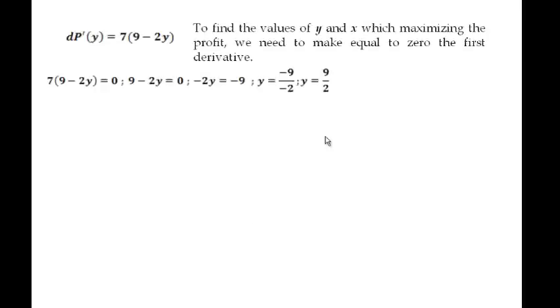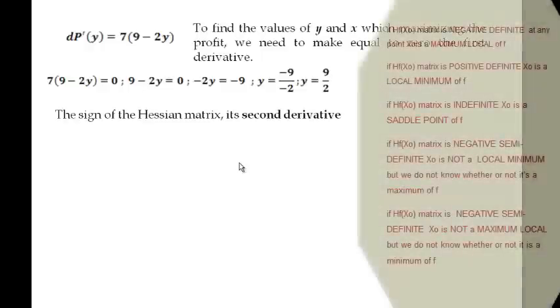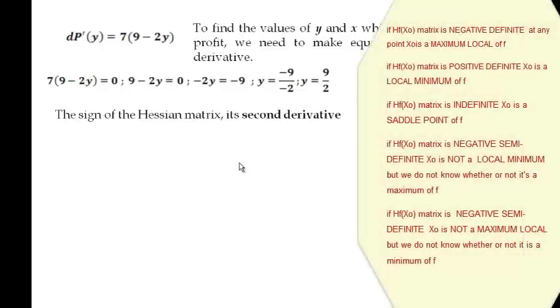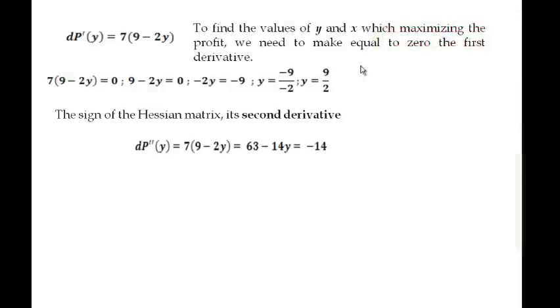We need to know if this value can be a maximum or a minimum. We know that the Hessian matrix is made of the second partial derivatives of the function, but in this case we only have one variable, and the Hessian matrix is the second derivative. With the sign we obtain from the second derivative, we can know if y is a maximum or a minimum. We can see minus 14 is less than 0. That is to say, this value is a maximum of the objective function.